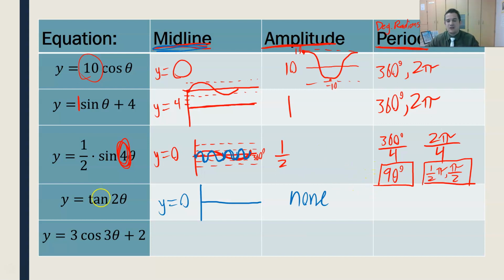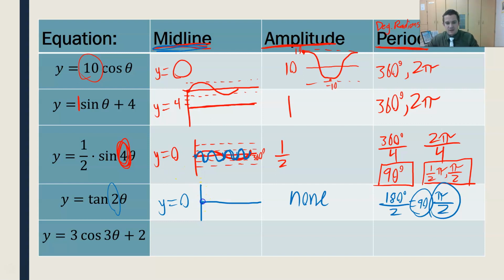Is there a period change? Yes. Because there's a number being multiplied by theta, there is a period change. So I'm going to take the parent tangent function's period, which is 180 degrees, or pi radians, and divide by 2. So in degrees, my period is 90 degrees. In radians, my period is pi halves.